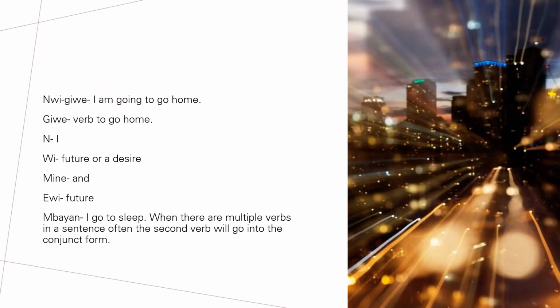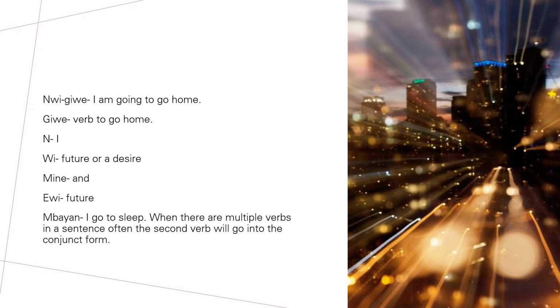Nowigiwe. I'm going to go home. Giwe is the verb to go home. The in on there is the I. The we is the future or a desire. Sometimes it can mean to want to do something, because obviously if you're going to do something, it's something you want to do. So Nowigiwe, I'm going to go home, or I want to go home.